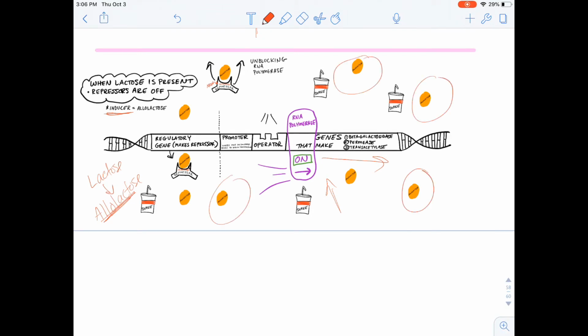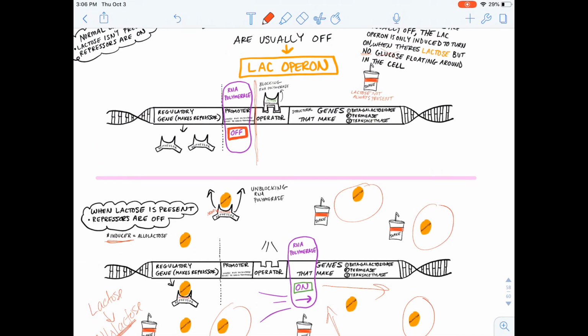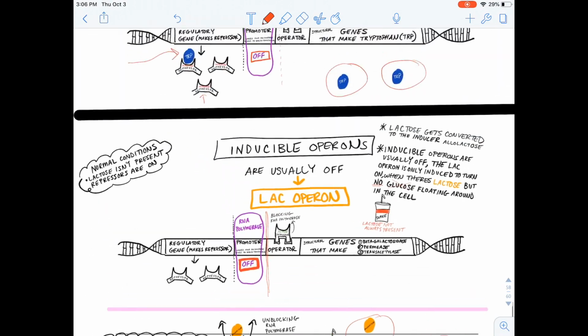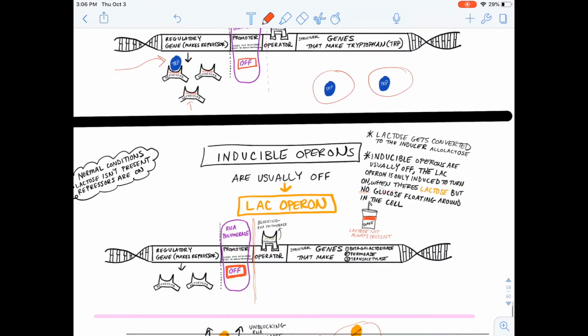So the LAC operon is as needed, and the TRP operon is usually on. So those are just two key things to take away.